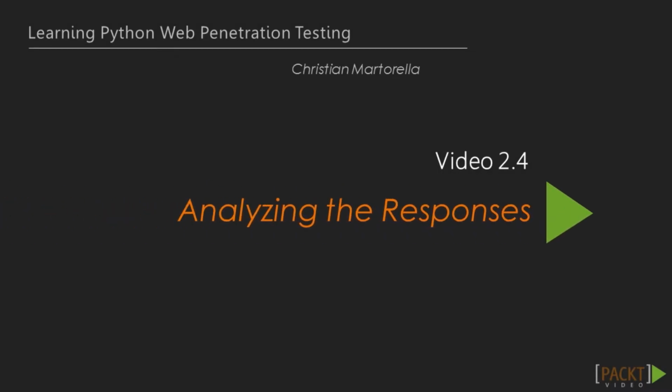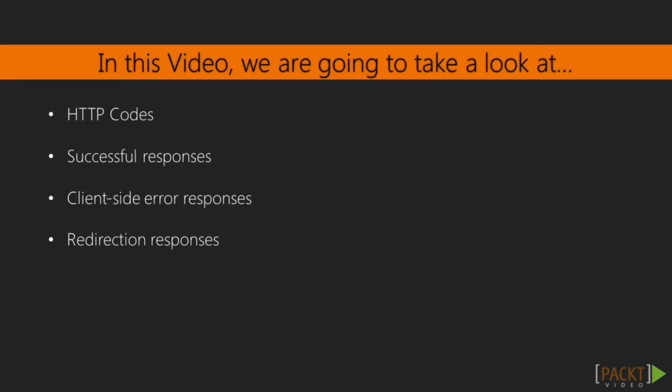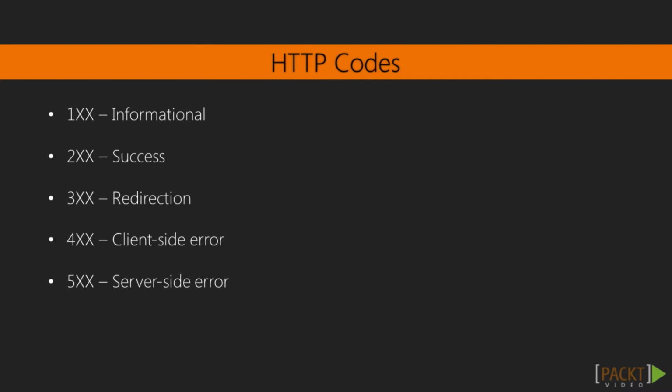Hi, and welcome to the final video of this section. In the previous video, we started coding our first script to interact with web applications. In this video, we will learn about the different HTTP response status codes. We are going to learn about the different classes of HTTP response codes, and then write examples to see successful responses, errors, and finally, we're going to see a redirection example.